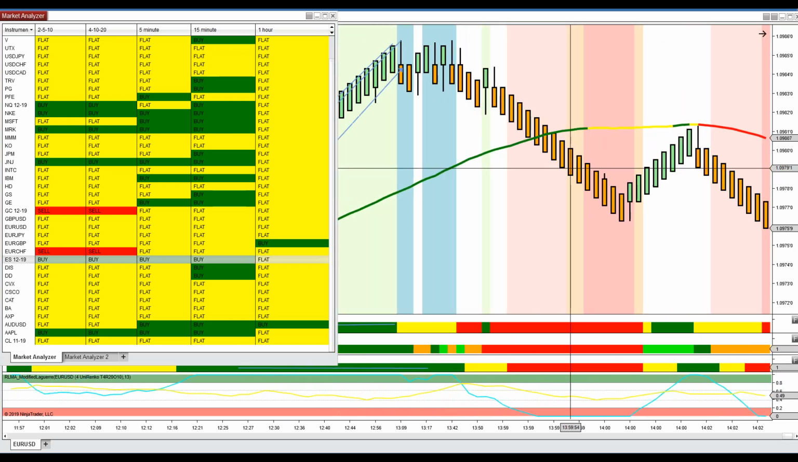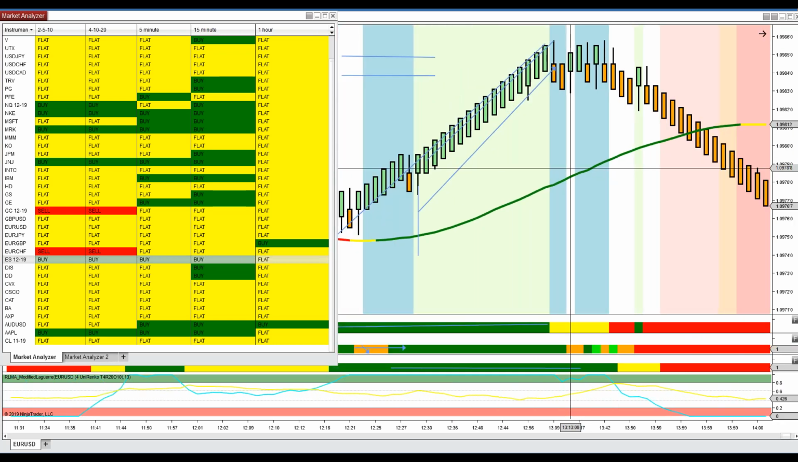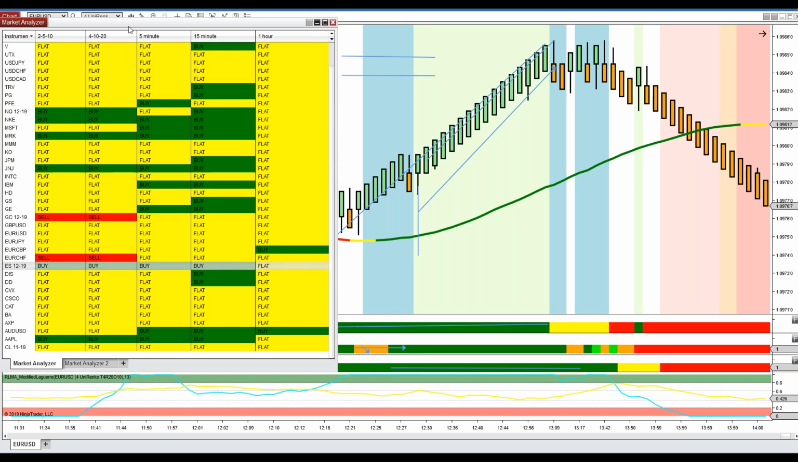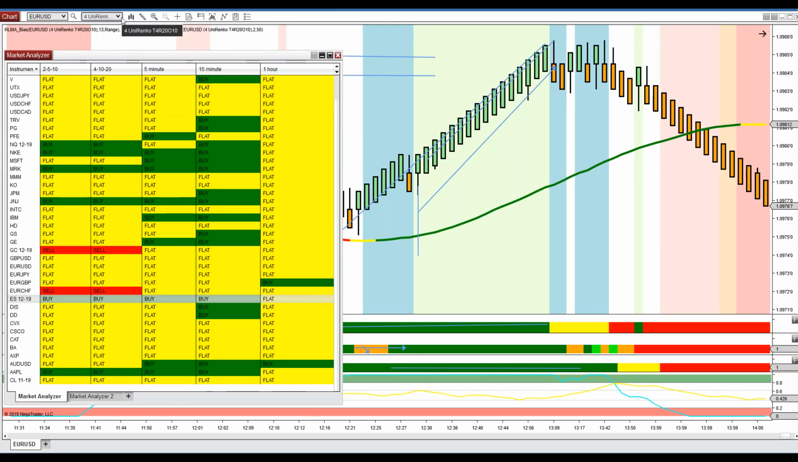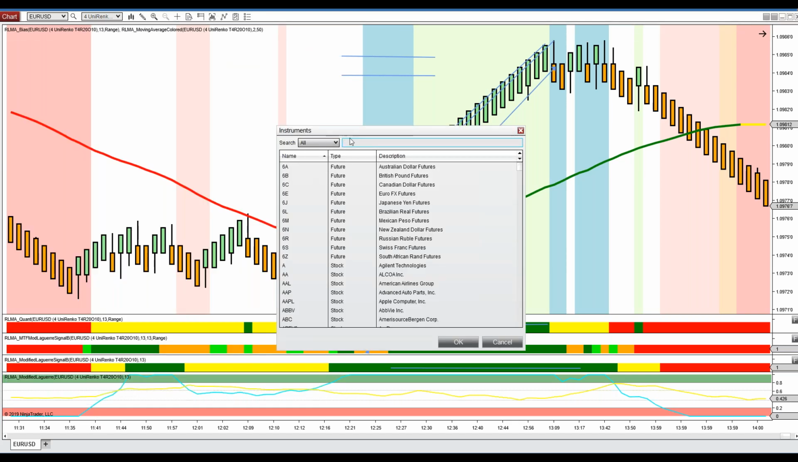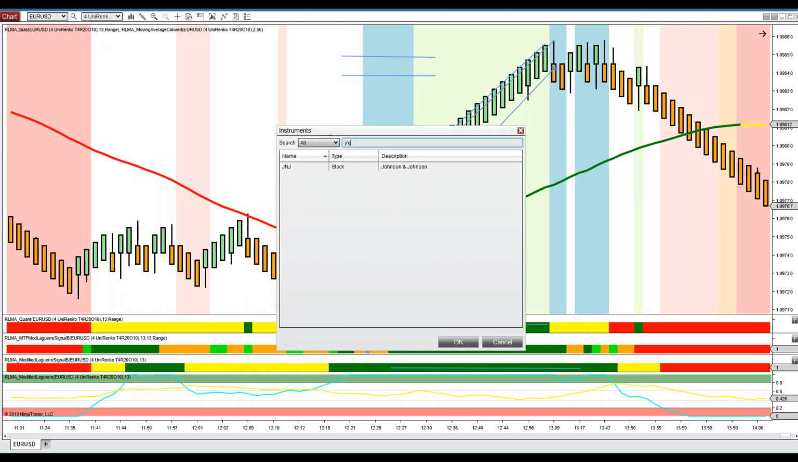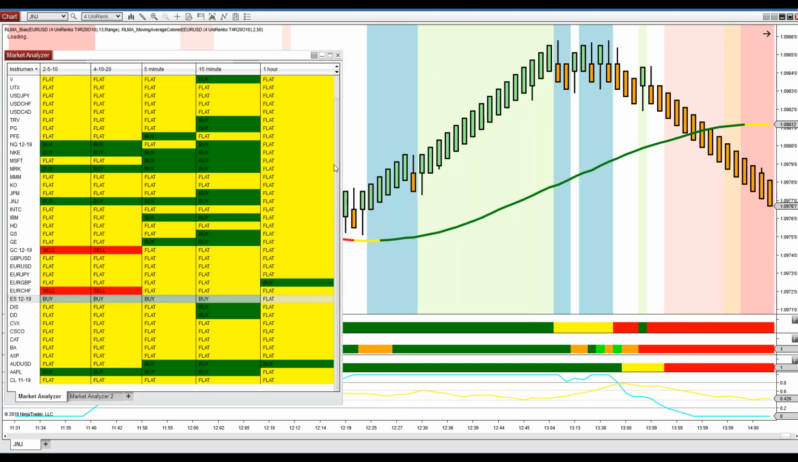It doesn't necessarily give you an entry. You have to do a little bit of work, and I can show you really quickly. We'll look at Johnson & Johnson. J&J, we have the 2510. So I think we have the buy on the 410.20. So let's look at J&J and see what we got. Johnson & Johnson.